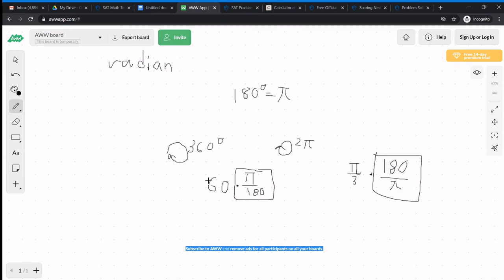Alright, so 60 times pi over 180, you get 1 over 3, you get pi over 3. You want to convert it back, you multiply by 180 over pi, that simplifies to 60, right? These pi's cancel, and you just get 60 degrees. It's important to note, radians don't have this degree symbol like degrees have. You just don't write anything afterwards. That's it.